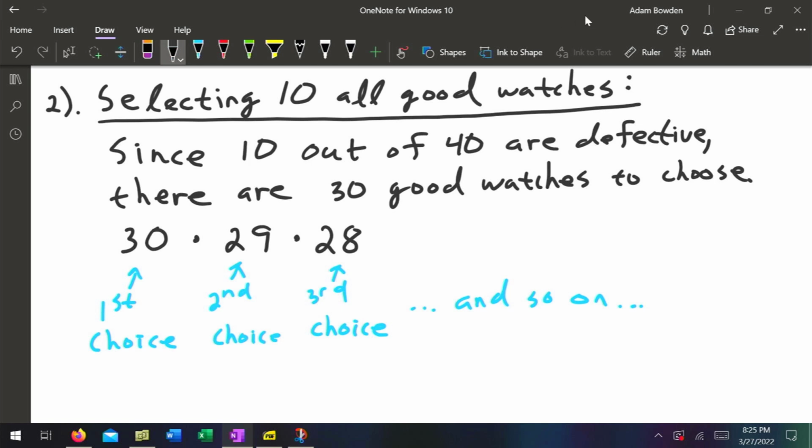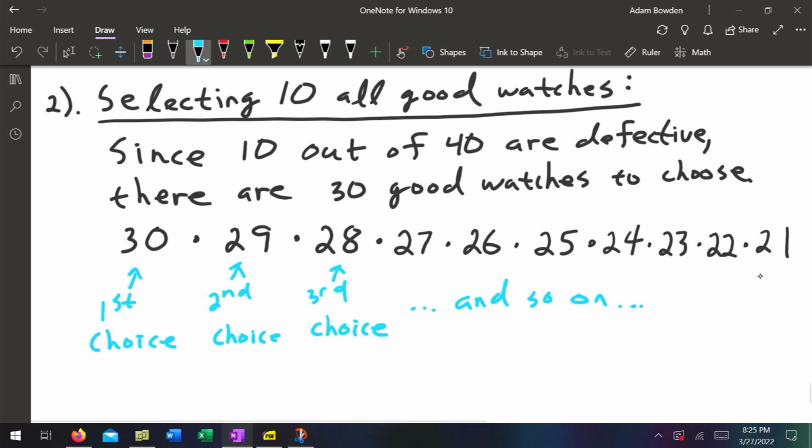So from 30 to 29 to 28 to 27 to 26 to 25. That would be the 6th watch, the 7th, the 8th, the 9th, and finally the 10th chosen.